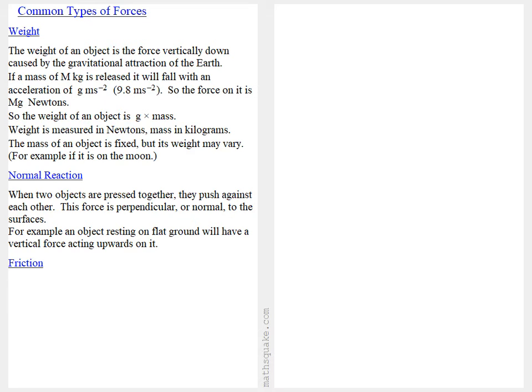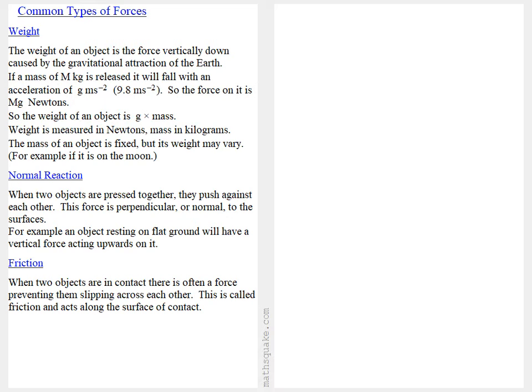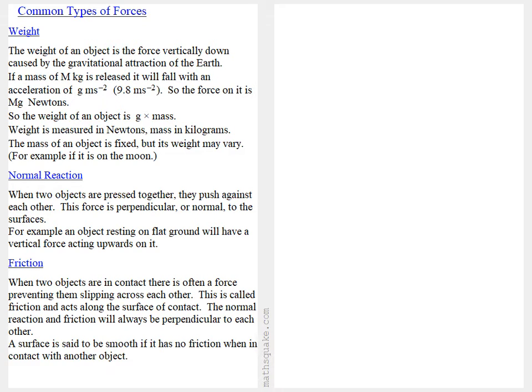Then we have friction. When two objects are in contact, there is often a force preventing them slipping across each other. This is called friction and acts along the surface of contact. The normal reaction and the friction will always be perpendicular to each other. A surface is said to be smooth if it has no friction when in contact with another object. Actually, there'll always be some friction, but we say the surface is smooth if the frictional force is so small it can be ignored. Some surfaces, such as ice, have some but very little friction, so it's very easy to slide.